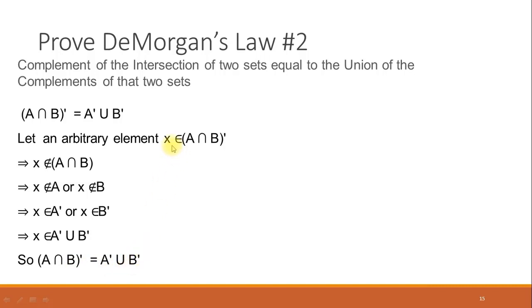I want to repeat, since X is an element of (A intersection B) whole complement, and here we proved that X is an element of A complement union B complement, so (A intersection B) whole complement is equal to A complement union B complement.